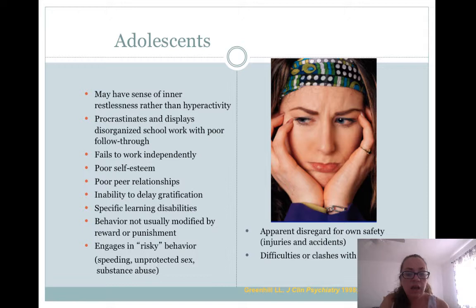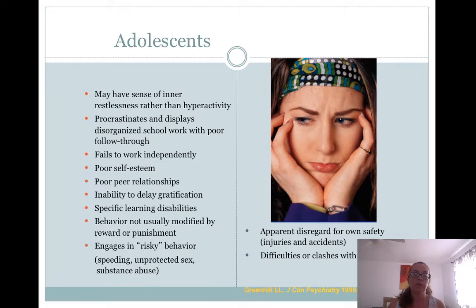Specific learning disabilities. That's probably the best cue for ADHD. They have dyslexia or a math disorder or something like that. That's probably the most highly correlated. That and delayed gratification are good correlations for ADHD. Behavior is not modified by reward or punishment. So if you are effectively disciplining a child and then they still can't focus, now we've got some good evidence that this person has ADHD.